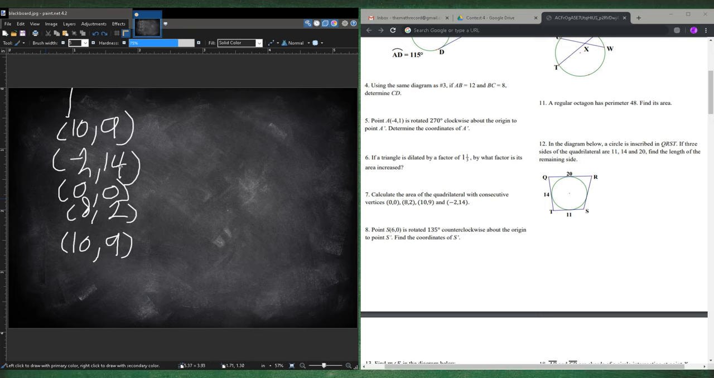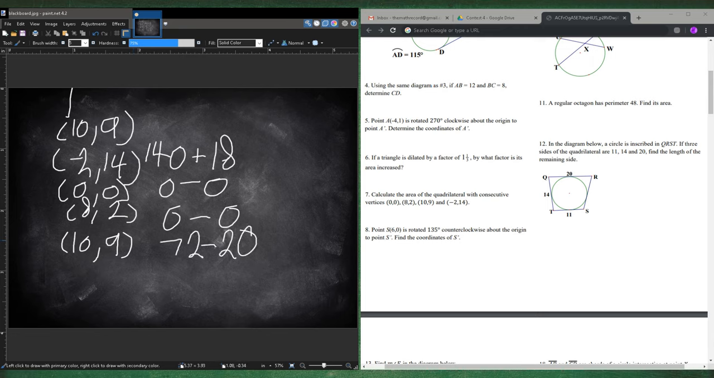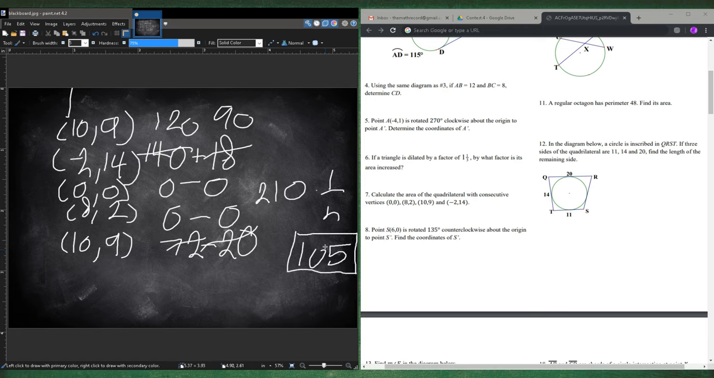So you have 10 times 14, which is 140, minus negative 18, so it's plus 18. And then you have 0 minus 0, then you have 0 minus 0, then you have 72 minus 20. So just minus 20 here, so that gets 120. The 18 plus this gets 90. So 120 plus 90 is 210. And then whatever the result is, multiply by a half and you get the answer. So 210 multiplied by half is just 105. So the area is 105.